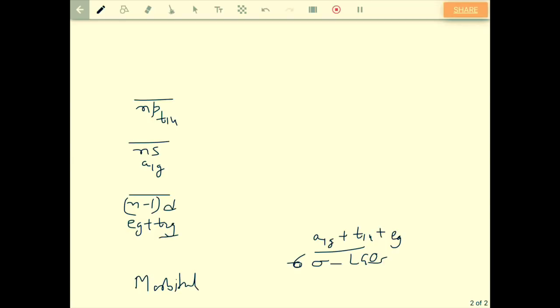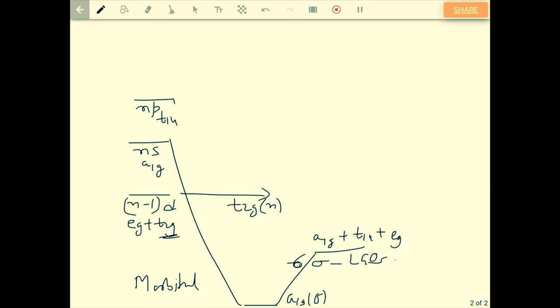The T2G orbitals have no symmetry match with those of the LGOs, so they will remain as such in the molecular orbital diagram. They will remain at a similar energy, and these are known as non-bonding molecular orbitals. Then the A1G of metal will combine with the A1G symmetry orbitals of the ligand and form the A1G bonding molecular orbital, sigma 1. Then the T1U orbitals of metal will combine with the LGO orbitals to form the T1U sigma bonding molecular orbital. Then the EG orbitals of metal can combine with the EG symmetry of the LGOs, and they can form sigma bonded molecular orbitals.